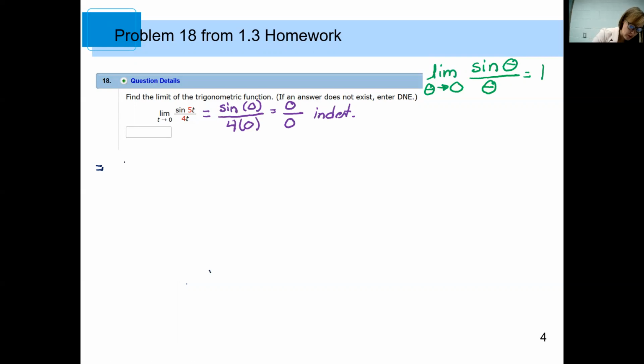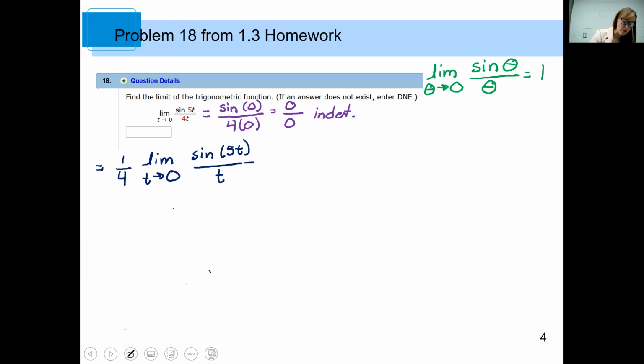Okay. So what I am going to do, though, is I'm first just going to factor out that 4 from the denominator. So if I factor out a 1/4, that's really just a constant. And I have the limit as t goes to 0 of sine of 5t over t. Now, again, we still don't have the same input into the sine function as what we have in the denominator.